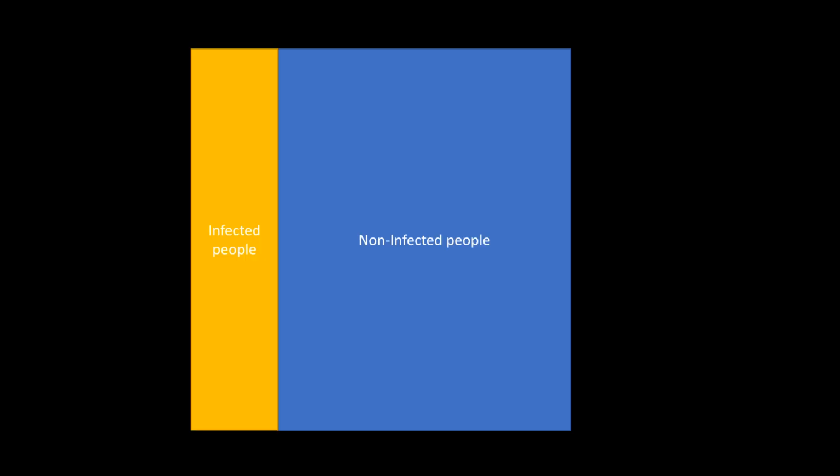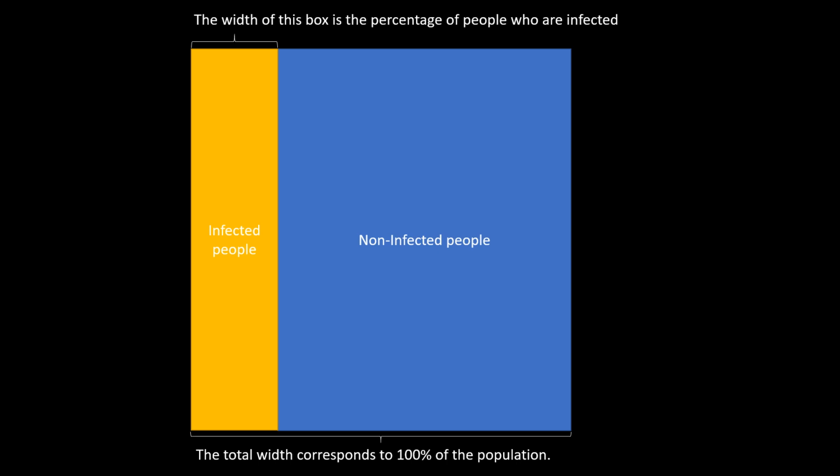Let's start by looking at the total population of a country. Some disease comes by, and all of a sudden, we have a certain proportion of that country which is composed of infected people. The rest of the country is not infected. You don't exactly know what that proportion is, but you have some estimate of what it might be at any given point in time. So the width of the box in yellow is the percentage of people who are infected. The total width of the box corresponds to 100% of the population.